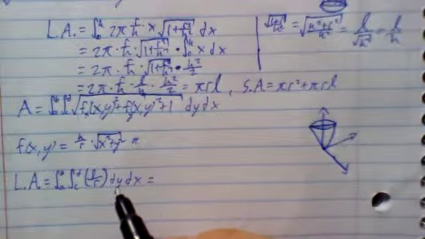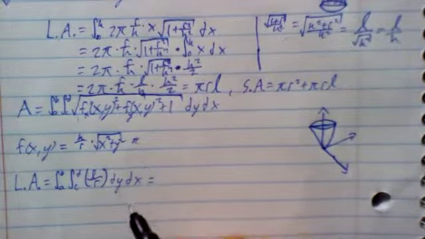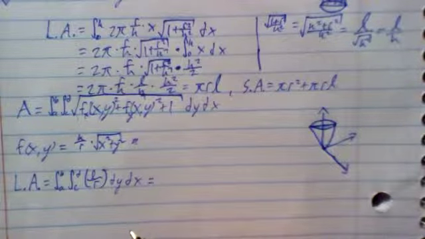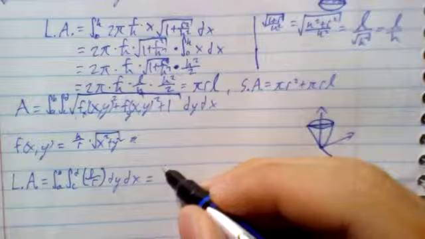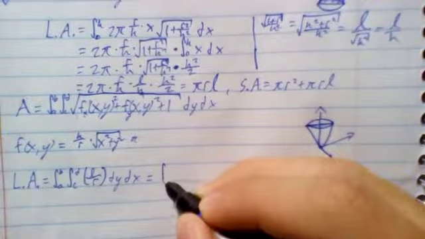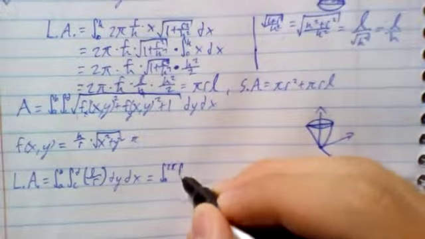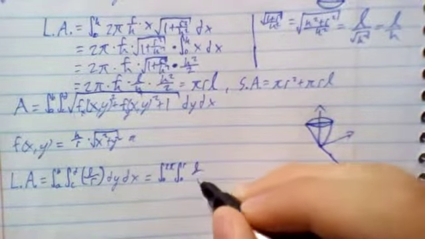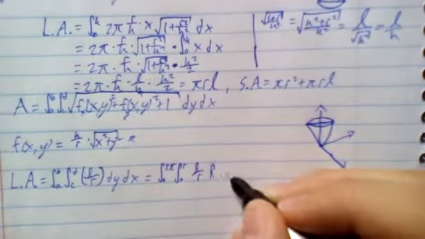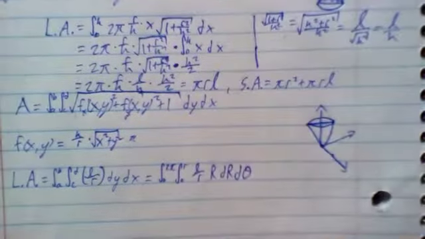And we'll remember that when we switch to polar coordinates, dy dx is equal to capital R times dR d theta. And so our lateral area will be equal to the integral from 0 to 2 pi of the integral from 0 to r of L on r times capital R with respect to capital R and theta.